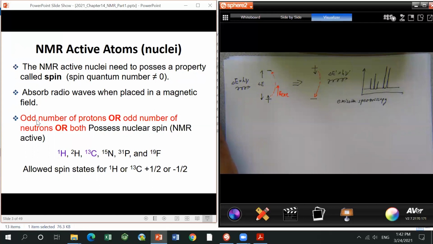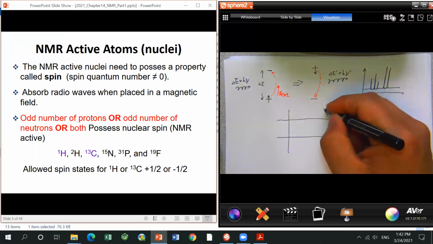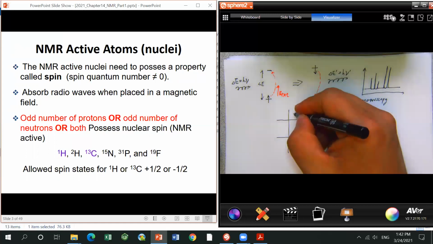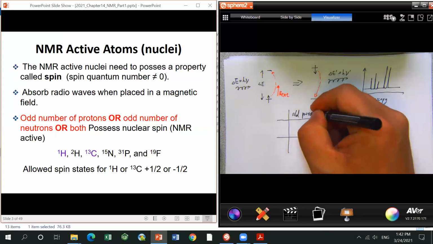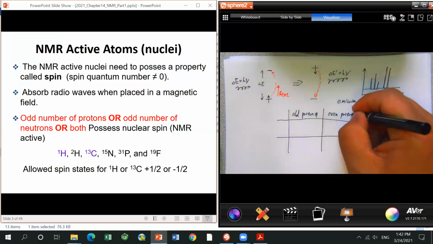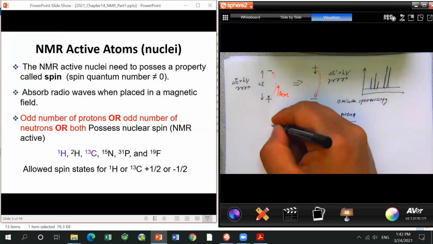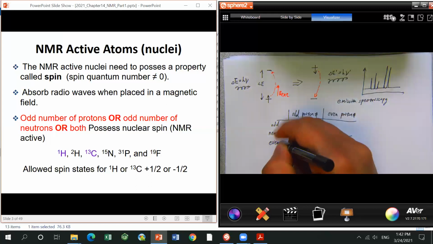If an atom has an odd number of protons or an odd number of neutrons, or both, then we will have nuclear spin. I will just show you this chart to help you understand. For example, you have an odd proton number, or an even proton number, or an odd neutron number, or an even neutron number.